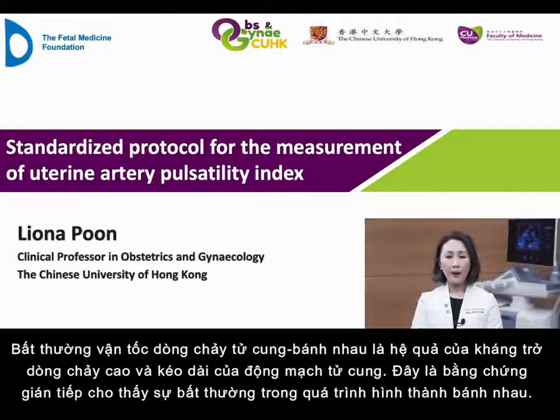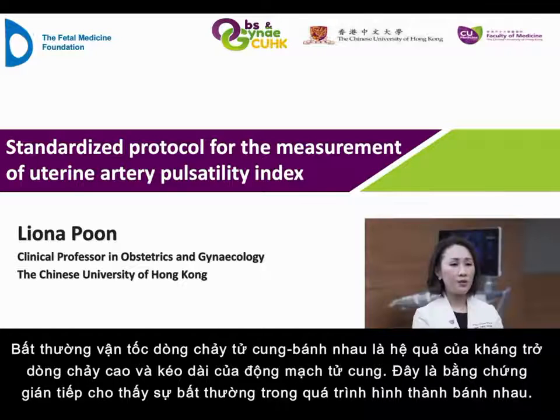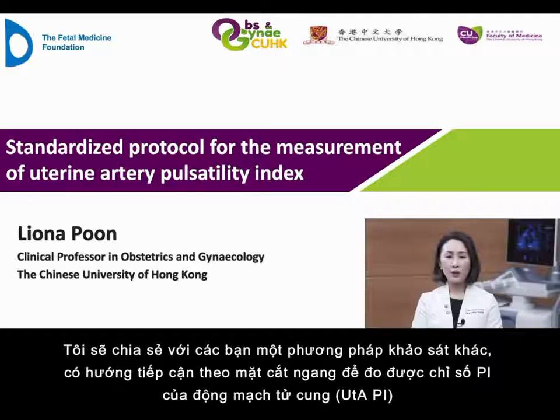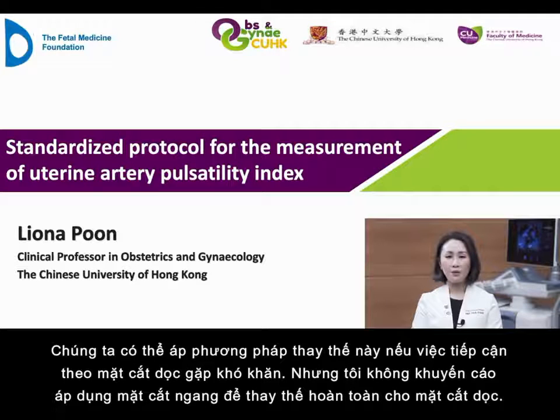The observation of abnormal uteroplacental flow velocity waveforms as a result of persistent high impedance to flow in the uterine arteries constitutes indirect evidence of abnormal placentation. I will also share with you an alternative method using the transverse approach for the measurement of uterine artery pulsatility index. This alternative method can be used if you encounter difficulty with the sagittal approach, but I do not recommend using the transverse approach in replacement of the sagittal approach.